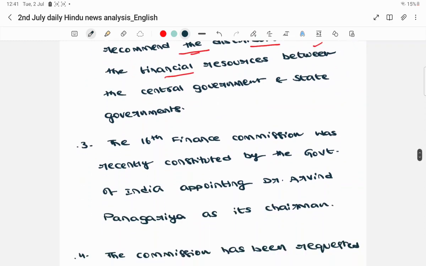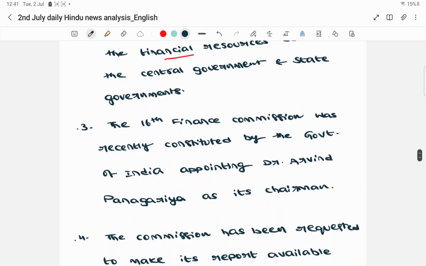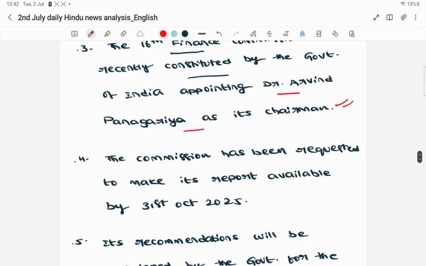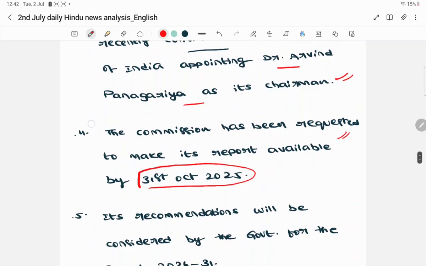And which Finance Commission was recently constituted? The 16th Finance Commission was constituted, and Arvind Panagariya is the chairperson. Here you can read in this point: the 16th Finance Commission was recently constituted by the government of India, appointing Dr. Arvind Panagariya as its chairman. Very important point, friends. This commission was requested to make its report available by 31st October 2025. That means it has to submit its report by 31st October 2025.